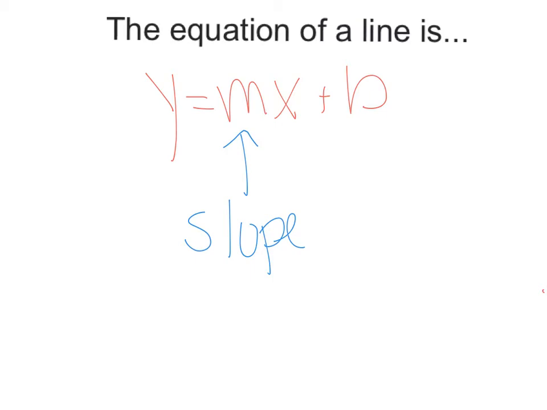The b variable, that's your y-intercept. That's going to be where this graph crosses the y-axis. So the b is your y-intercept. That's where the graph crosses the y-axis.